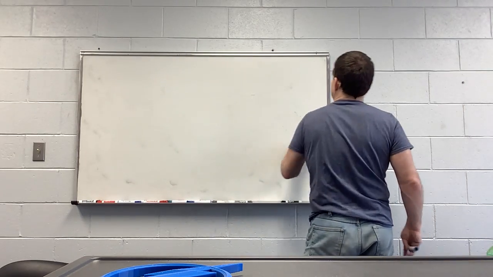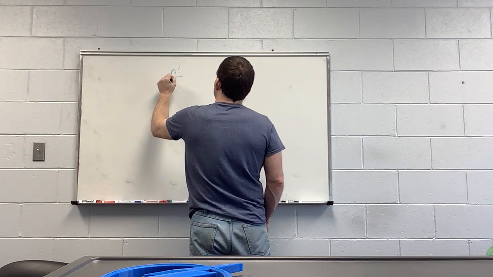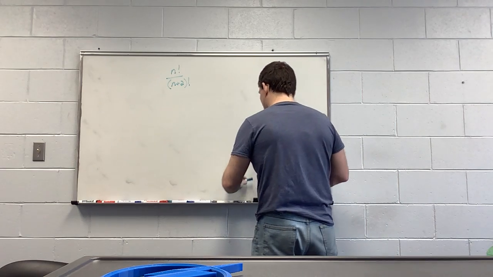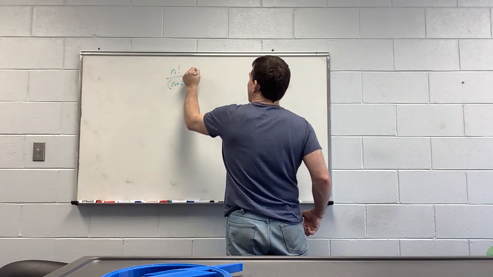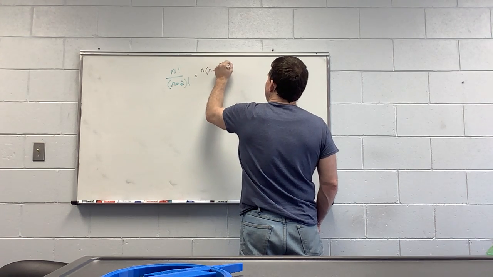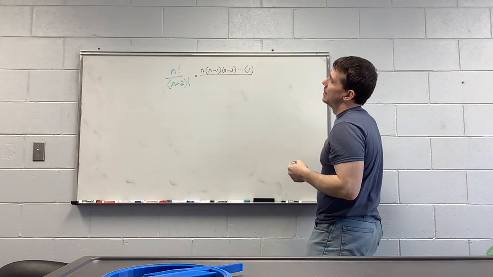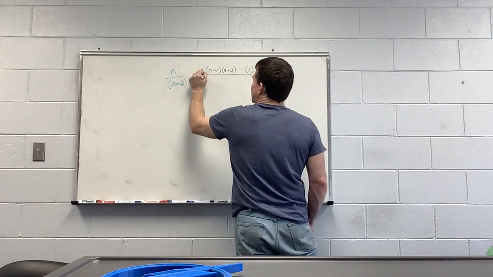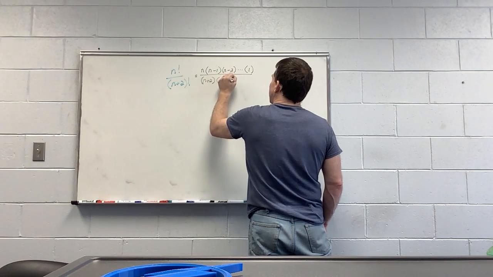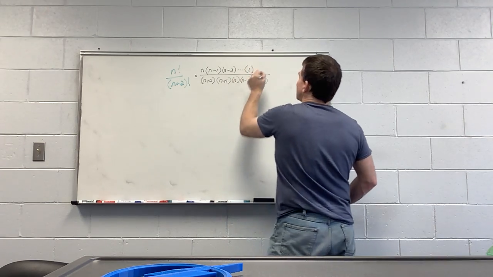And the idea, to see how we'll use it, if I have something like n factorial over n plus 2 factorial, what does that converge to? And the easiest algebraic way to do it is to list it out. n factorial is n times n minus 1 times n minus 2, all the way down to 1. n plus 2 factorial is n plus 2, n plus 1, n, n minus 1, all the way down to 1.